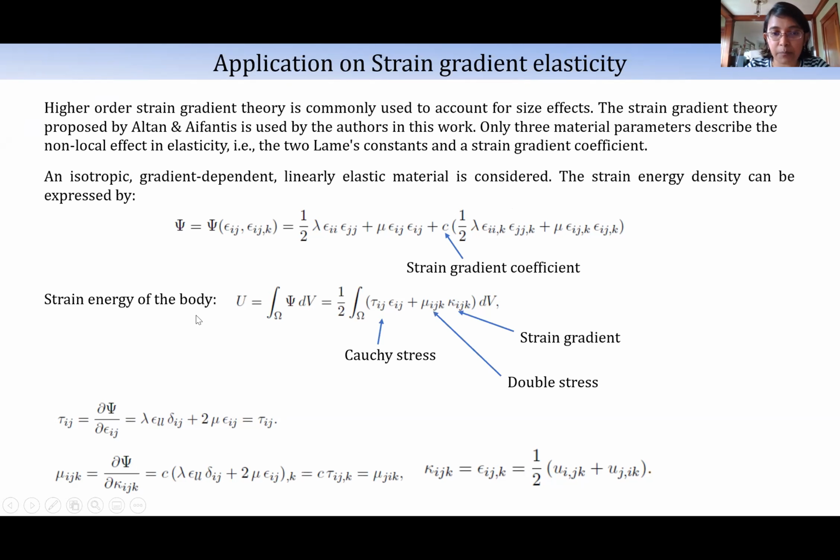Now, the strain energy of the body, apart from the Cauchy stress tensor that we normally use in elastic material, has an additional third order tensor of mu and kappa, where there is the double stress term and the strain gradient. They are defined using the derivative of psi with respect to epsilon_ij, and this is the Cauchy stress tensor. And mu is also defined using the derivative of psi with respect to kappa.